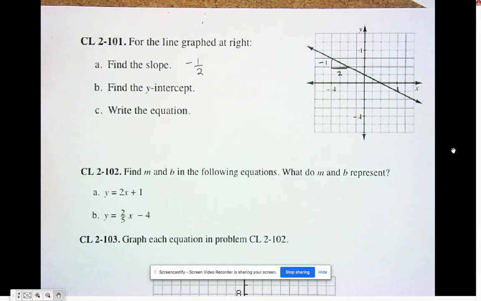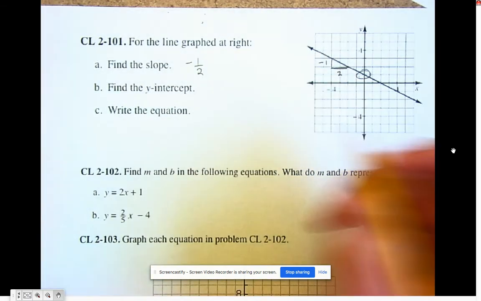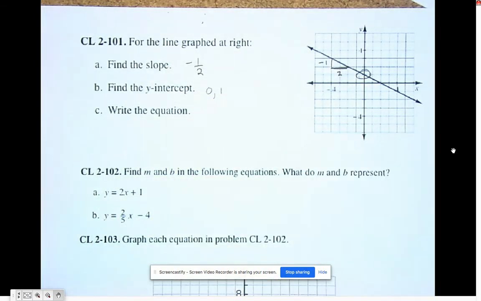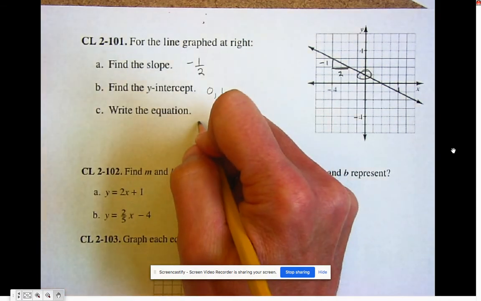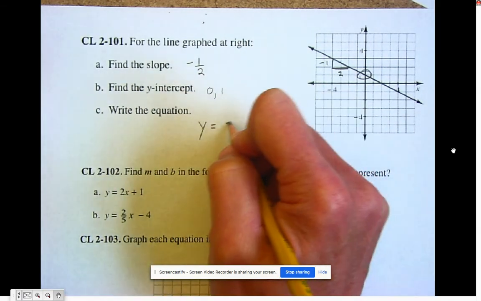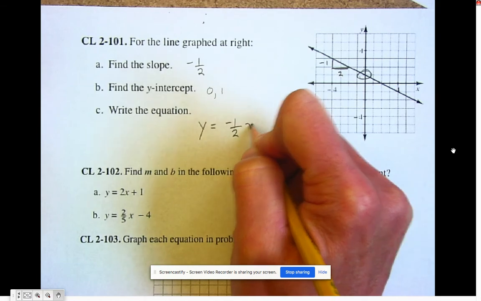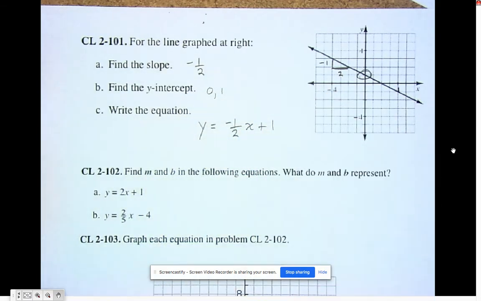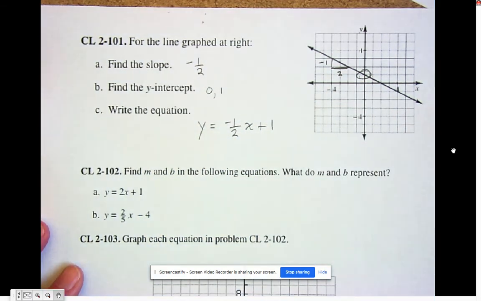Find the y-intercept. The y-intercept is located right here. That's at the point (0, 1). Okay, so my equation, y is equal to my slope, -1/2 x, plus my y-intercept of 1. So y equals -1/2 x plus 1.